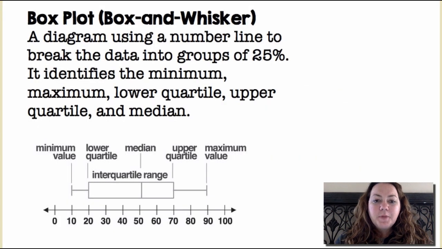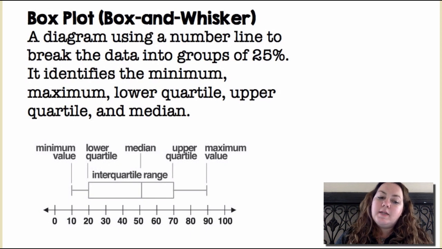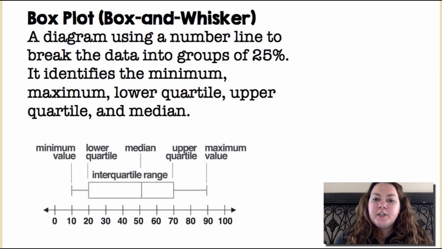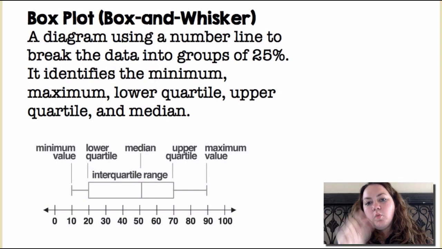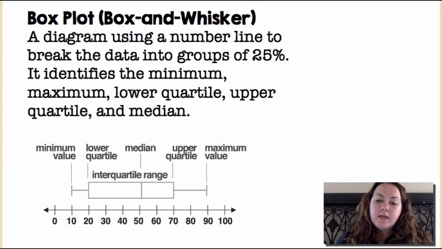All right, a box plot or a box and whisker plot is a diagram using a number line to break the data up into groups of 25%. Those are called quartiles. It identifies the minimum, maximum, lower quartile, upper quartile, and the median. This is kind of what it looks like. Each little section, so you have a whisker, a box, and a whisker, is 25%. The box itself, the two pieces in the middle, make up 50%.